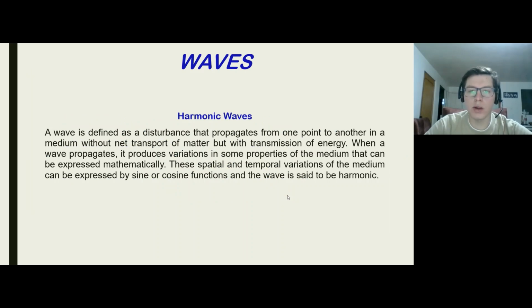Waves. Harmonic waves. A wave is defined as a disturbance that propagates from one point to another in a medium, with no transport of matter but with transmission of energy. When a wave propagates, it produces variation in some properties of the medium that can be expressed mathematically. This spatial and temporal variation of the medium can be expressed by a sine or cosine function, and the wave is harmonic.